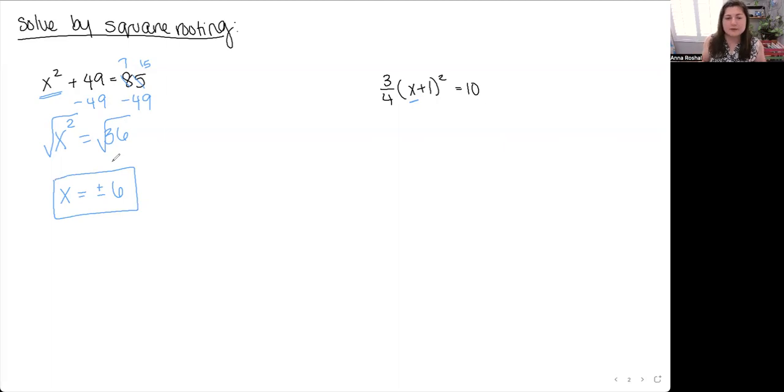I feel like sometimes when we solve by square rooting, if we're capable of solving by square rooting with that type of problem, definitely 100% do it. Don't go in and try to factor things. It's just going to make your life a lot harder.